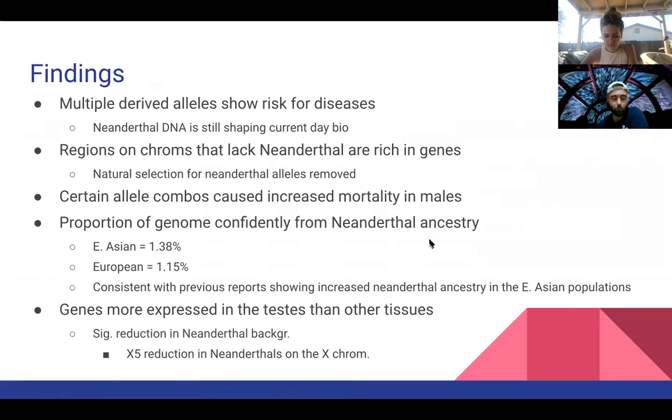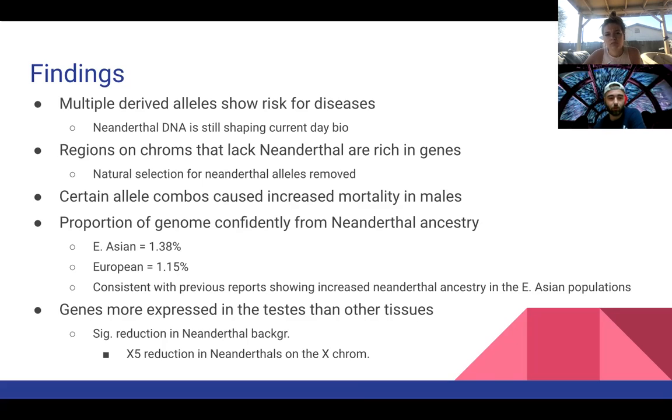And some findings from their study were that multiple derived alleles showed risk for diseases. So as you saw in the last slide, certain Neanderthal alleles are going to code for, I guess, certain diseases that we see nowadays in humans. So this Neanderthal DNA is still shaping today's modern biology because we're still trying to figure out the direct causes or how to combat certain diseases like this.